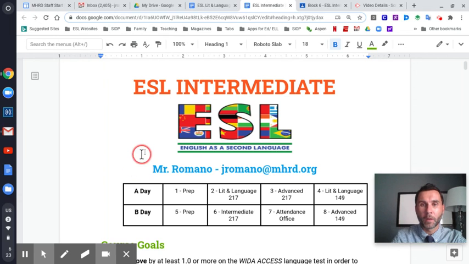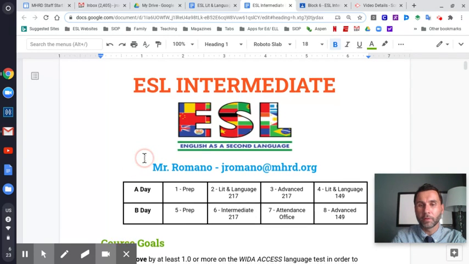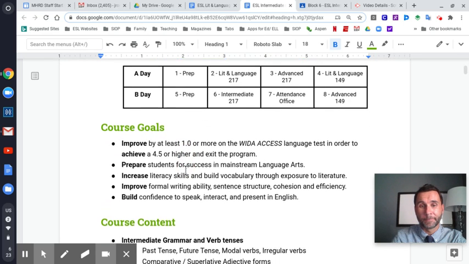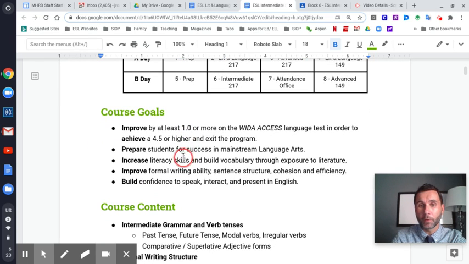ESL Intermediate is the second level of ESL here at Morris Hills. We have a 3-level program. We have a lot of goals for our program, from increasing literacy skills, building vocabulary, increasing confidence to speak and present in English. But our ultimate goal is for all the students to be able to be successful in an academic setting, which means that they're able to communicate, read, write, speak in all of their classes, and eventually exit our program.